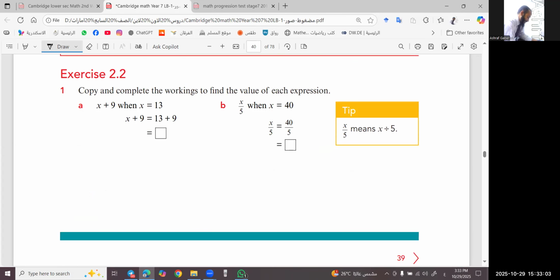So the answer will be 56. In this exercise 2.2, we copy and complete the working to find the value of each expression. X plus 9, when x equals 13, so we can cancel this x and write 13. 13 plus 9 equals 22. Here, we cancel this x and write 40. But we have 40 divided by 5. 40 divided by 5 equals what? Equals 8. Okay?